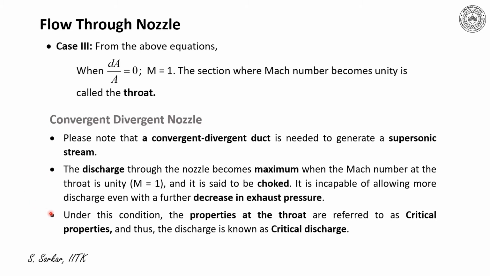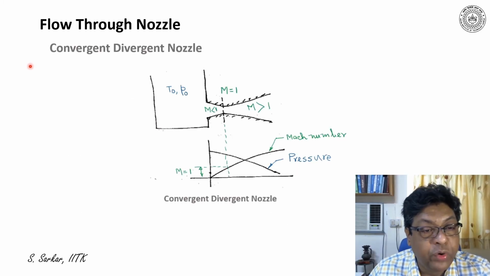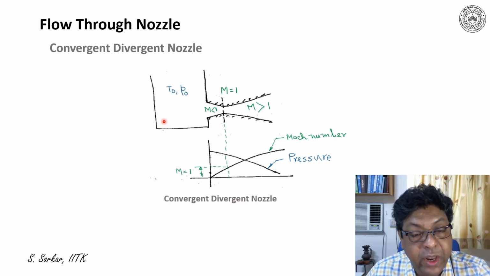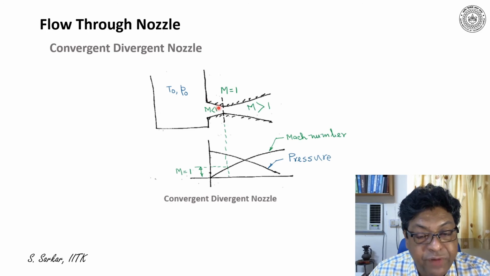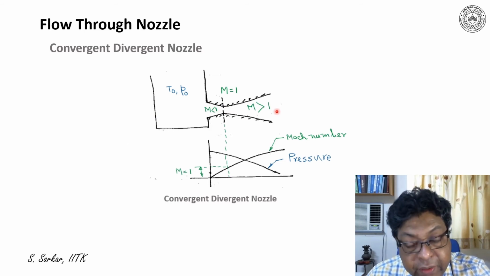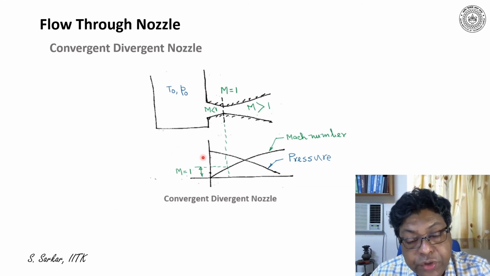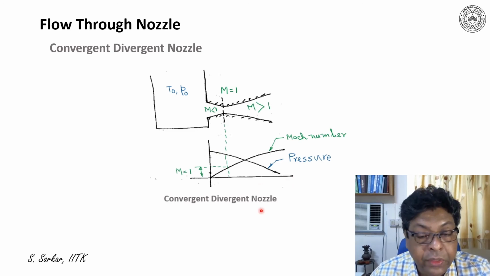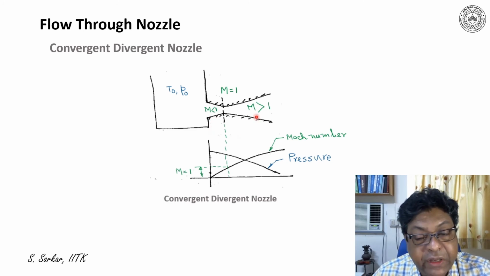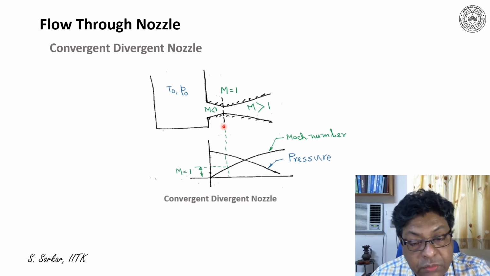The properties at the throat when the nozzle is choked are referred to as critical properties, and thus the discharge is known as critical discharge. Here I will discuss a convergent divergent nozzle. Let us consider a closed chamber having a pressure P0 and temperature T0, which is connected to a convergent divergent nozzle. For a design pressure, which is called PE, one can see that pressure in the nozzle would continually fall, and the Mach number in the converging section will be subsonic, while the Mach number in the divergent section will be supersonic, and thus Mach number at throat will be unity.